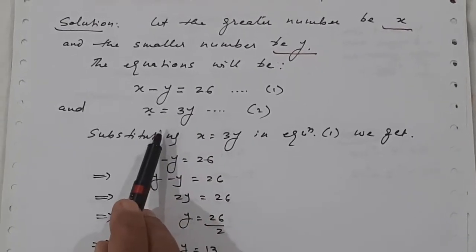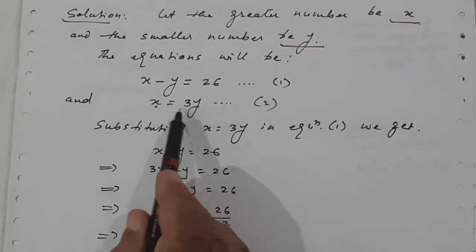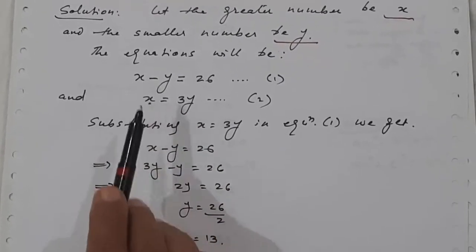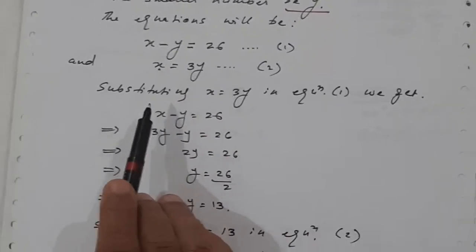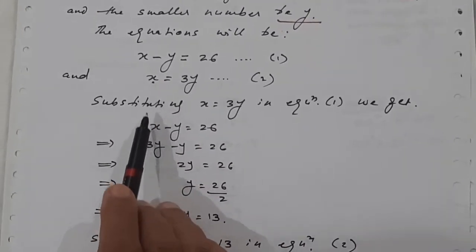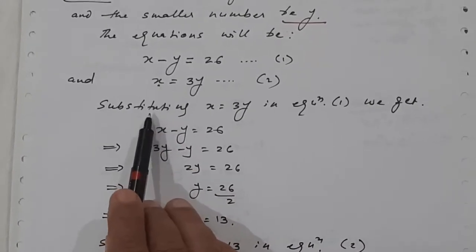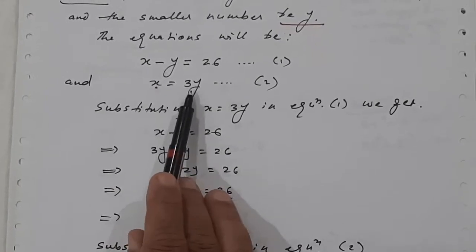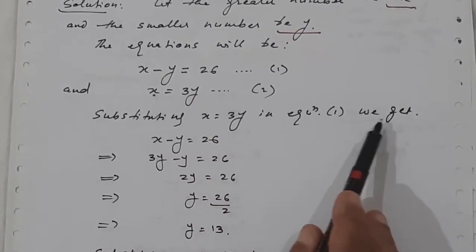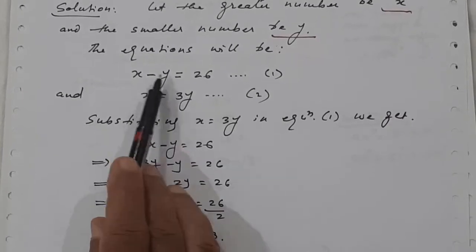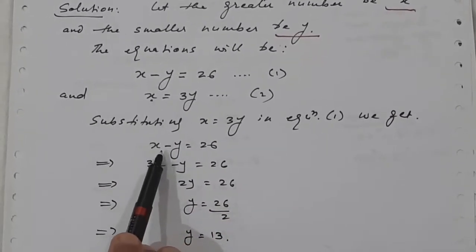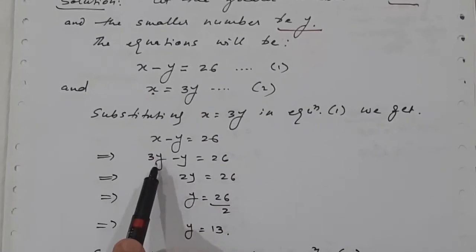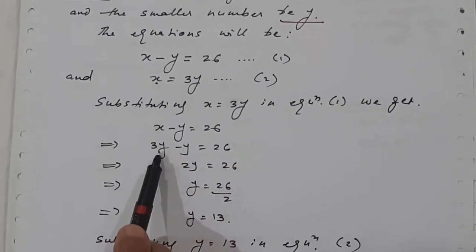We are following the substitution method. Now we have directly got the x value, 3y. We can substitute x is equal to 3y in equation 1. You can solve the equation by any method if a particular method is not asked, but we are solving it by substitution because that will be easier. Take equation 1, x minus y is equal to 26, and substitute x is equal to 3y, so x is replaced by 3y.